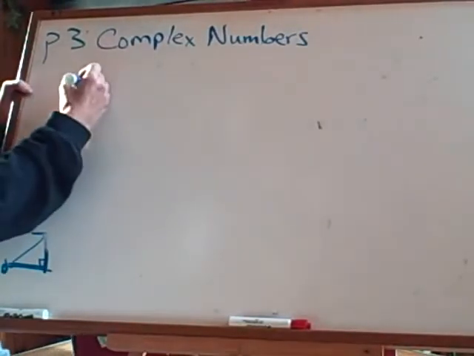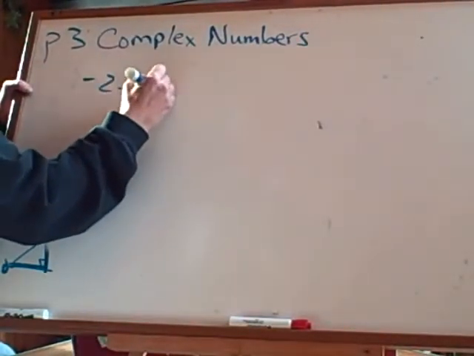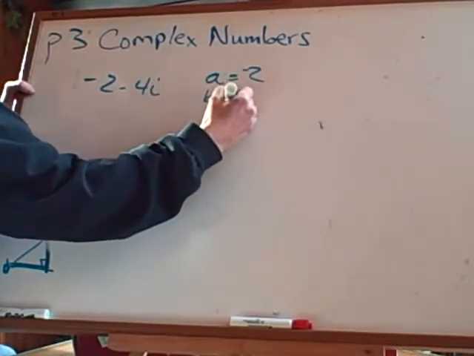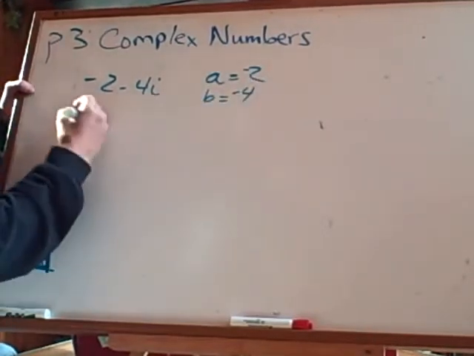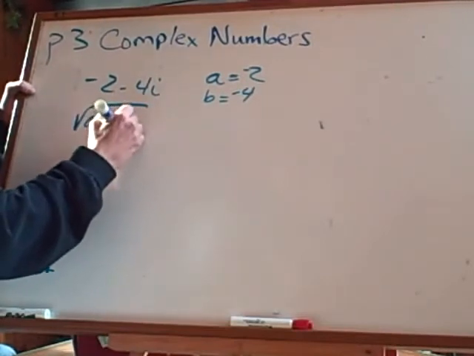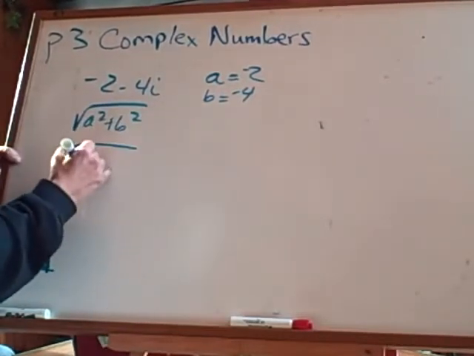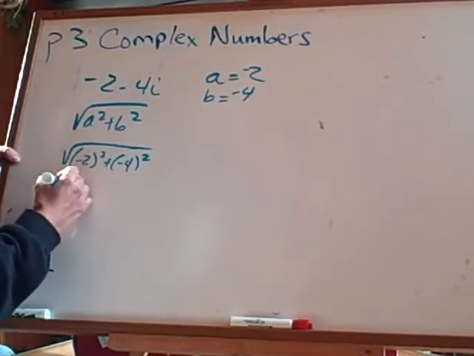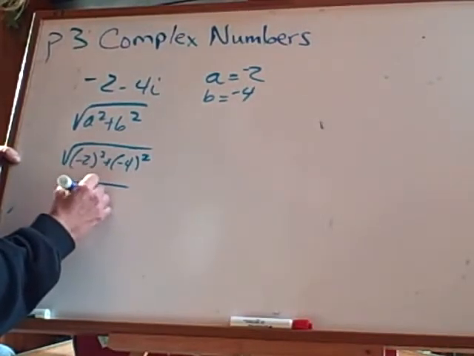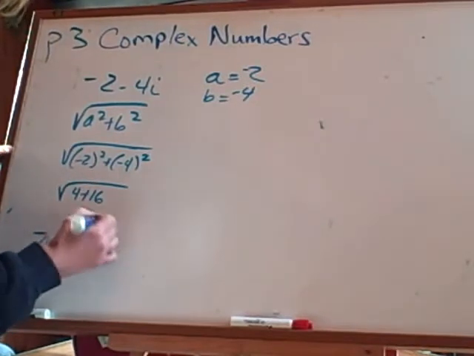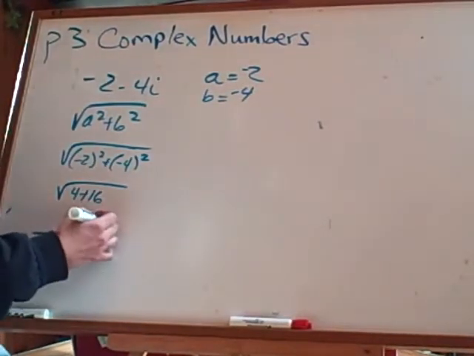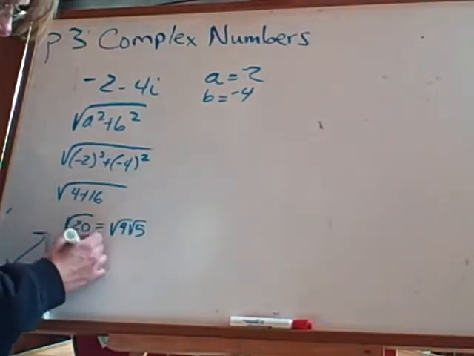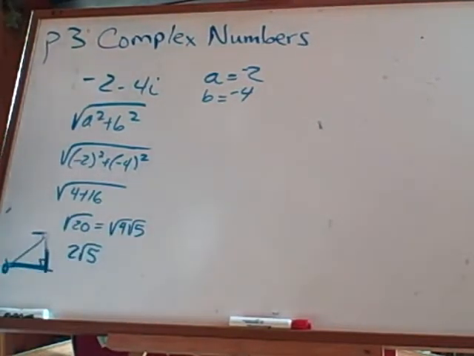Because there's two ways to look at that. So we got -2 minus 4i. So a is -2 and b is what? -4. Square root of a squared plus b squared. -2 squared, -4 squared. Square root of 4 plus 16. That gives me square root of 20. You can simplify it, right? That's square root of 4, square root of 5. So 2 square roots of 5, and that's nice.